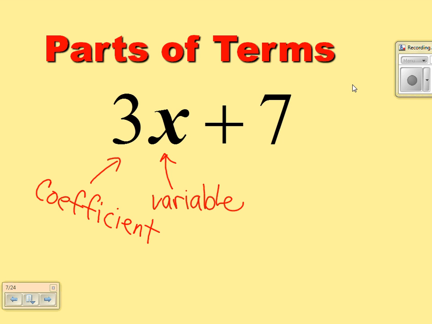The number in front of a variable is called the coefficient. So 3x is a term. It has 2 parts, the coefficient and the variable. The second term here is the 7. Now, if you notice, the 7 doesn't have a variable attached to it. It has a special name. When a number is by itself and not attached to a variable, it is called a constant.